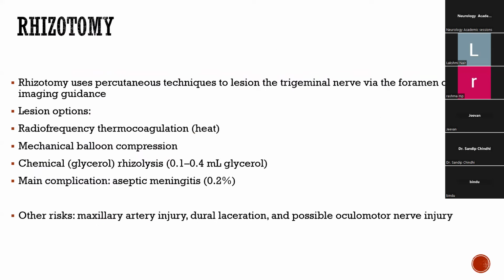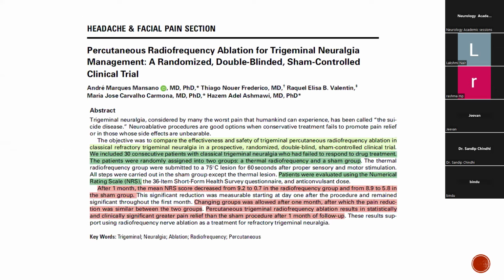The next procedure is rhizotomy, which uses a percutaneous technique to lesion the trigeminal nerve via the foramen ovale under imaging guidance. The lesion options include heat, mechanical means, or chemicals like glycerol. The main complications include aseptic meningitis, but maxillary artery injury, dural laceration as well as possible oculomotor nerve injury are also risks.